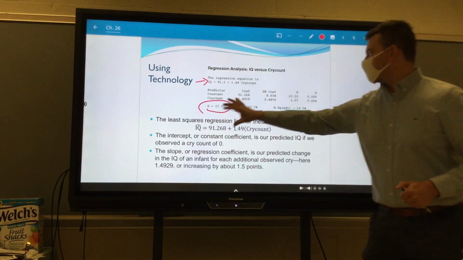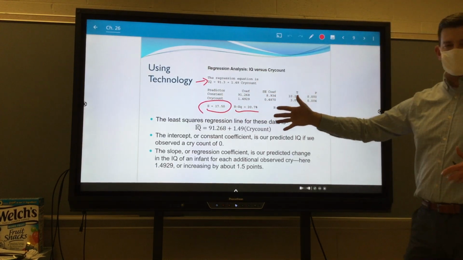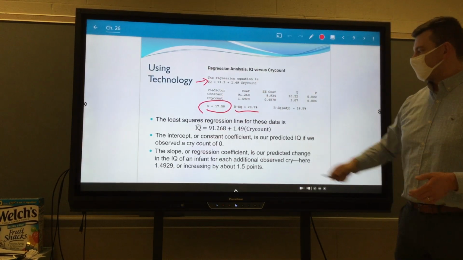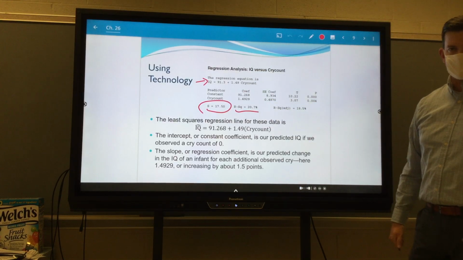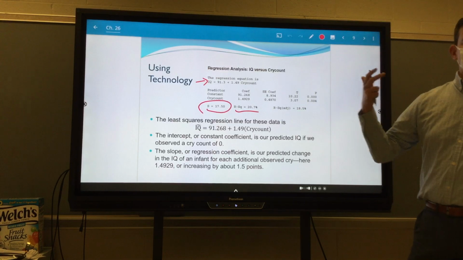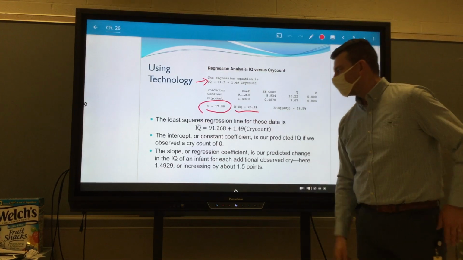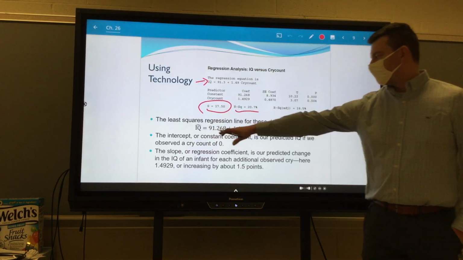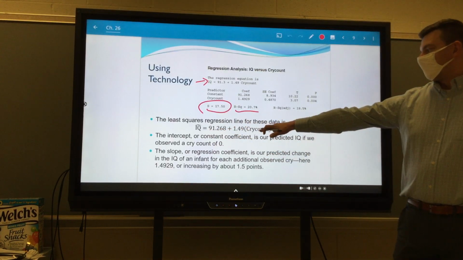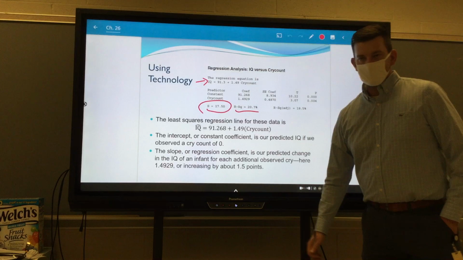All right, so in this case, this is the Minitab output. This is another statistical software package. This is the standard error in our example of the crying leading to a higher IQ, 17.5. Here's our regression model again, an intercept of 91, a slope of about 1.49.